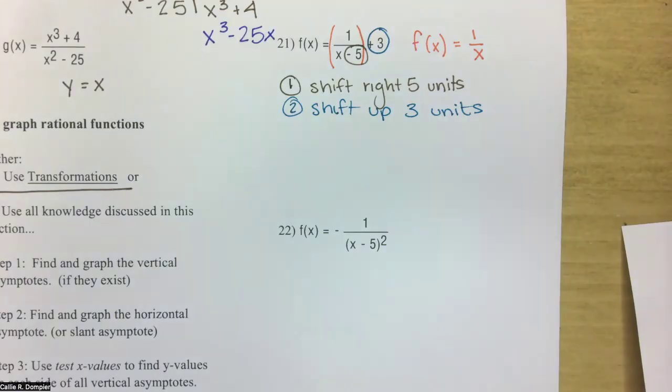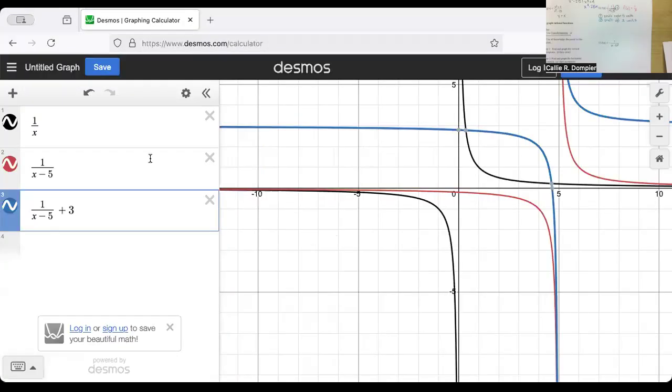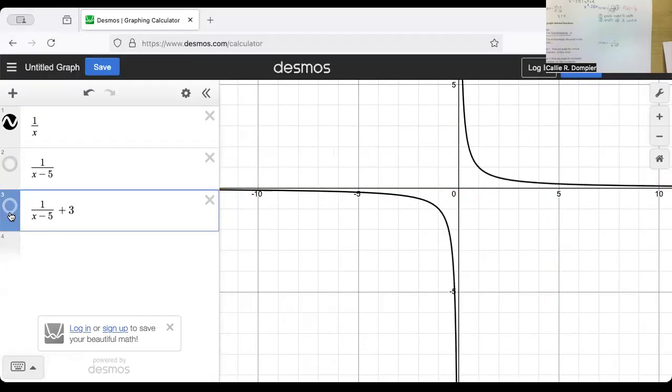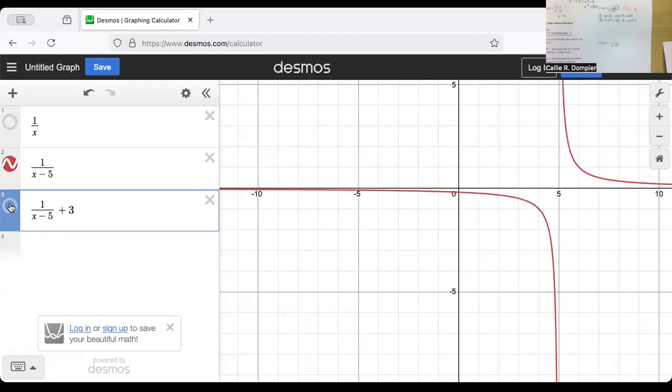Show you. So here's our original. The original's in black, right? We're going to move it to the right 5. Now we're going to move that one up 3. Okay, still the same graph. We just shifted it, translated it to the right and up.